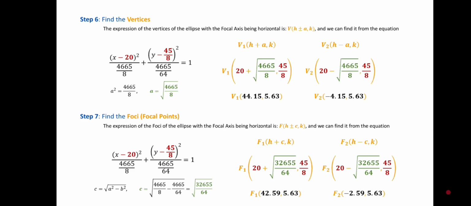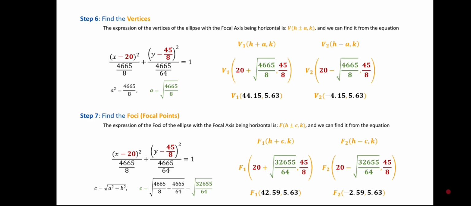So the first vertex will be at 44.15, 5.63. Now the second one is h minus a, so it will be 20 minus the square root of 4665 divided by 8, k, which is 45 divided by 8. So the second vertex will be at minus 4.15, 5.63.